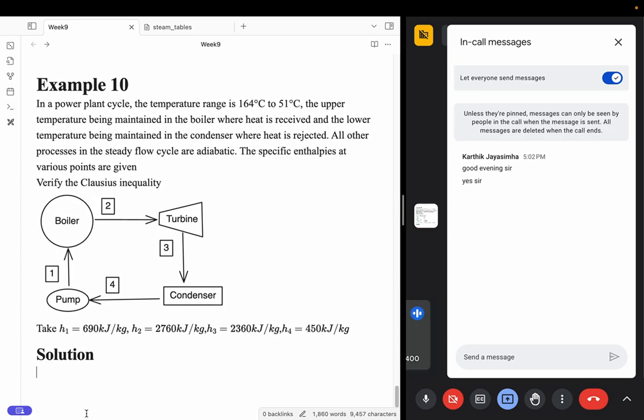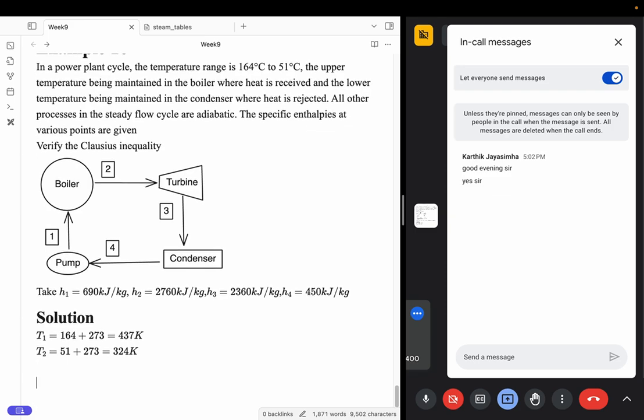So moving on to the last problem. This is also very similar to the one before, but here I've already given the values of enthalpies directly. So all you need to do is verify the Clausius inequality. It is again straightforward. You just convert the temperatures to Kelvin first. Q1 and Q2 are straightforward here.